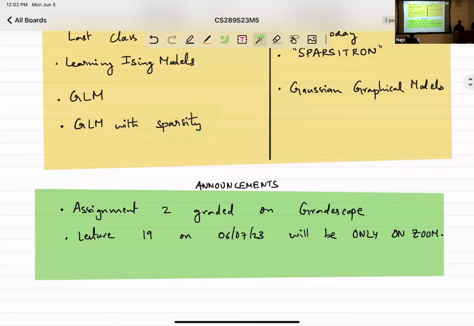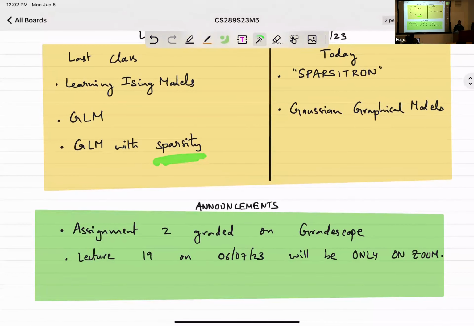If you don't want to exploit sparsity, then there's a different bound, which is GLM-tron, where the number of samples needed is linear in the dimension. Okay. But we want to exploit sparsity because we don't have that many samples. So that will lead us to Sparsitron, which is again inspired by perceptron, but exploits sparsity. And then we'll talk about Gaussian gradient.